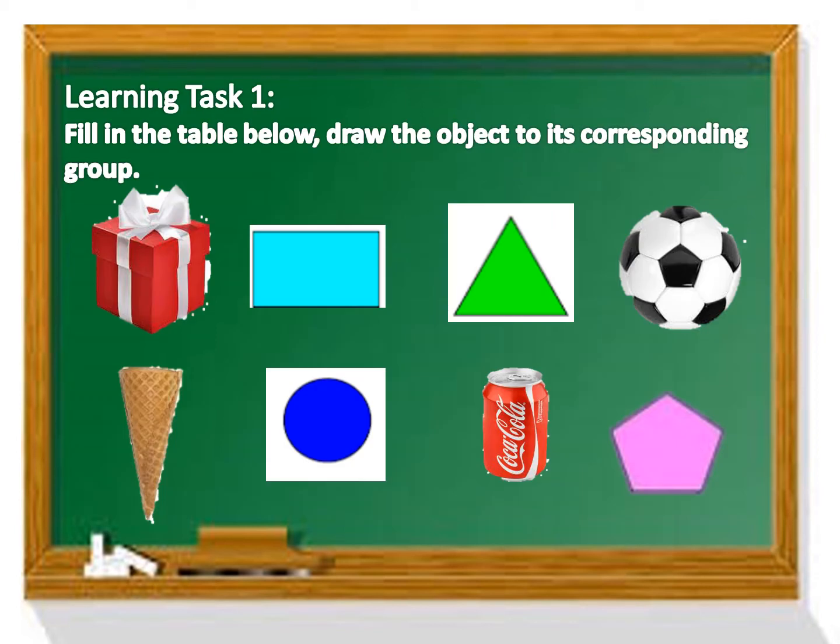Learning Task 1. Fill in the table below. Draw the objects to its corresponding group. The objects are gift box, rectangle, triangle, soccer ball, ice cream cone, circle, soft drinks in can, and pentagon.